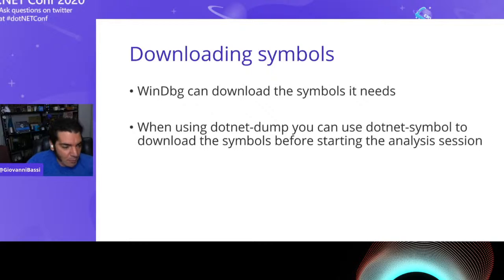WinDbg already downloads the symbols by itself. You don't have to do anything. But when you're using a .NET dump, you usually use the .NET symbol tool to download the symbols before starting the analysis session.